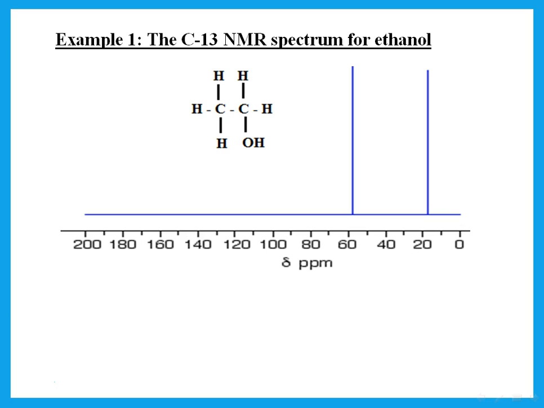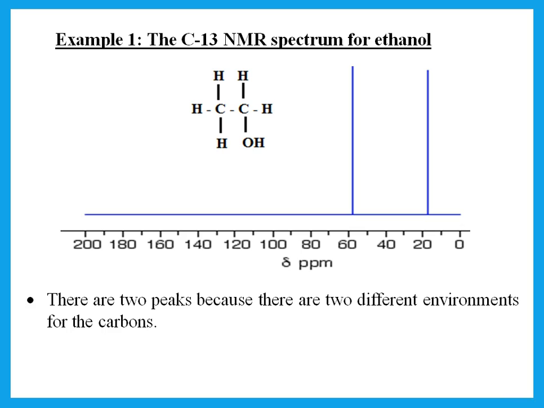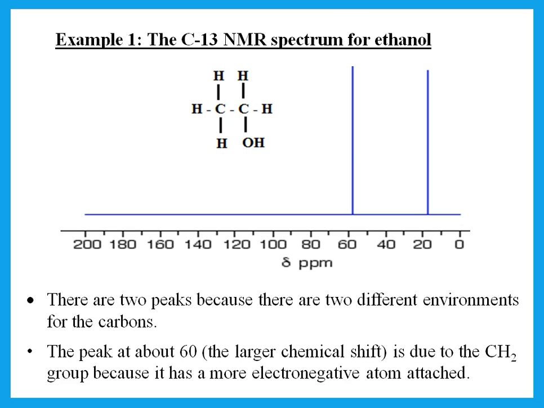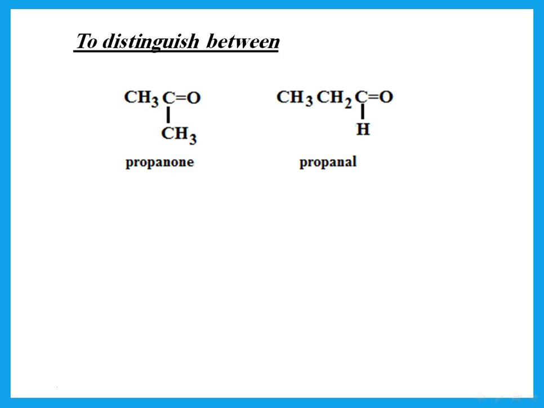So for example, if we're looking at the carbon-13 NMR for ethanol, how many types of carbon do we have in ethanol? We actually have 2 types of carbon. We have the carbon that is attached to OH, and we have the other carbon that is attached to 3 hydrogens. So there will be 2 peaks in my carbon-13 NMR, and the peak that is further to the left, which is around 60, is the one for the carbon that is attached to the oxygen. So we said the one attached to the electronegative element is further to the left.